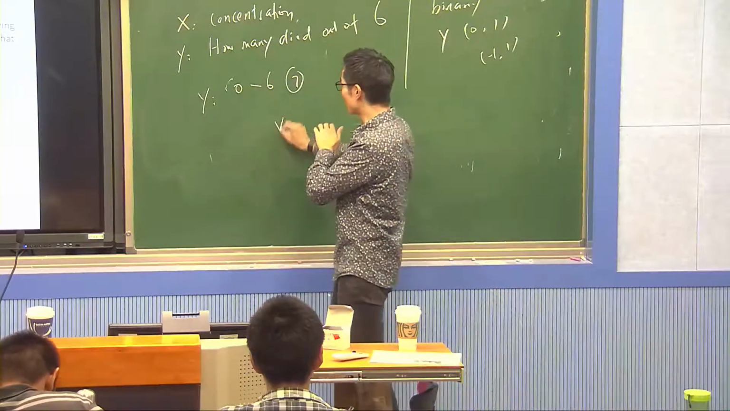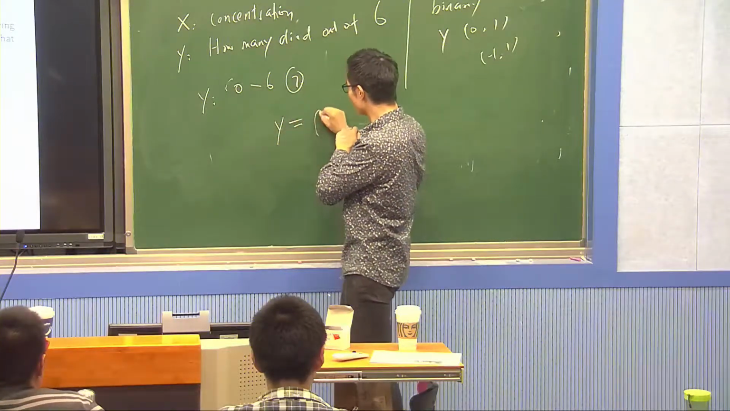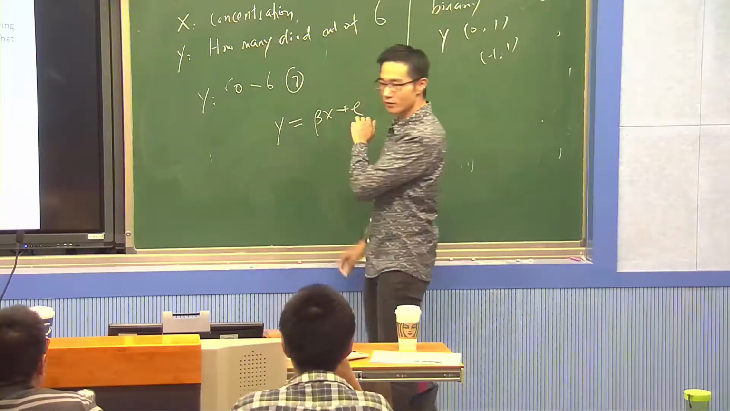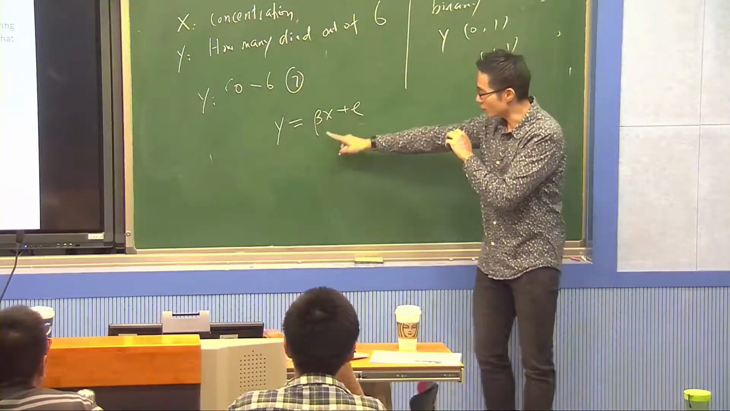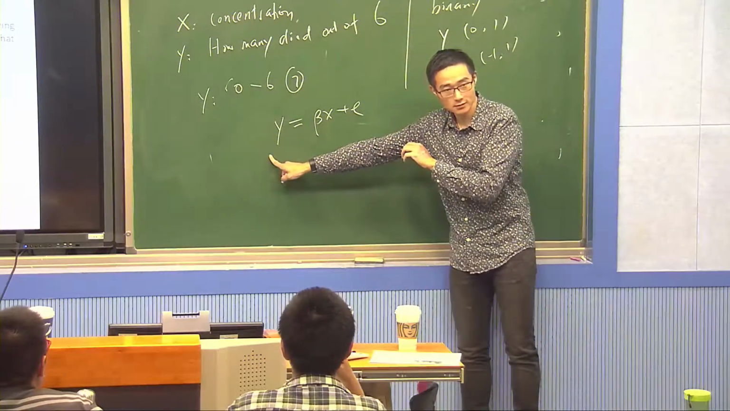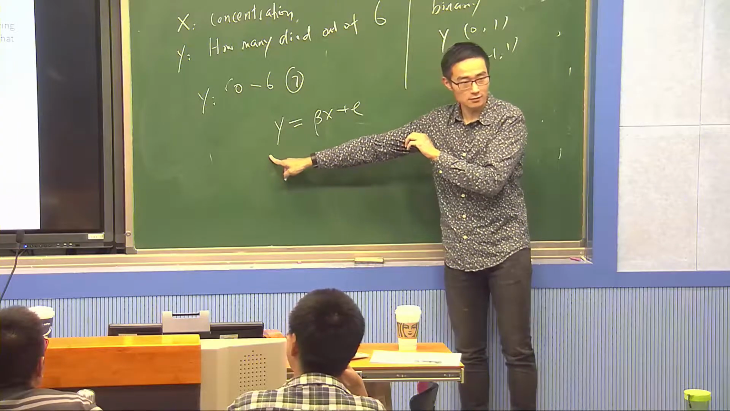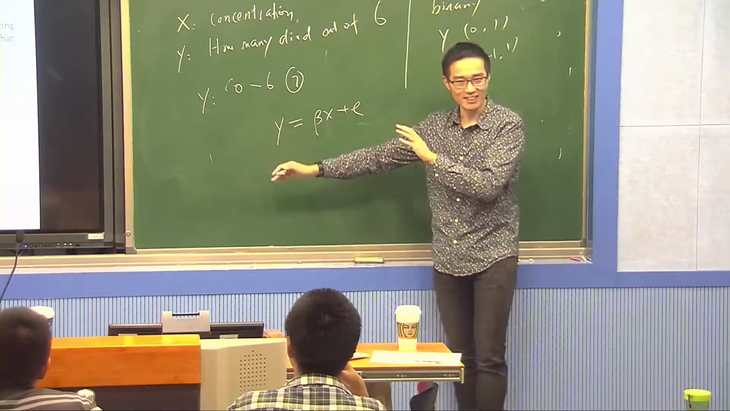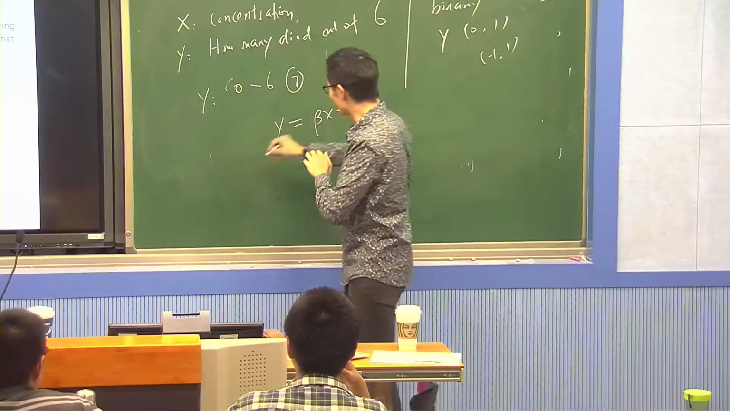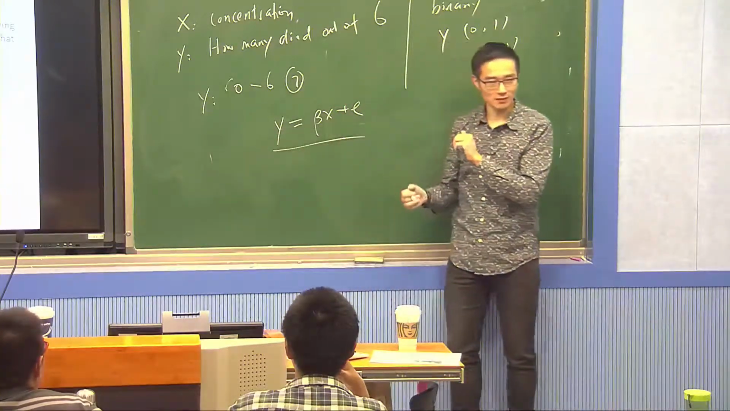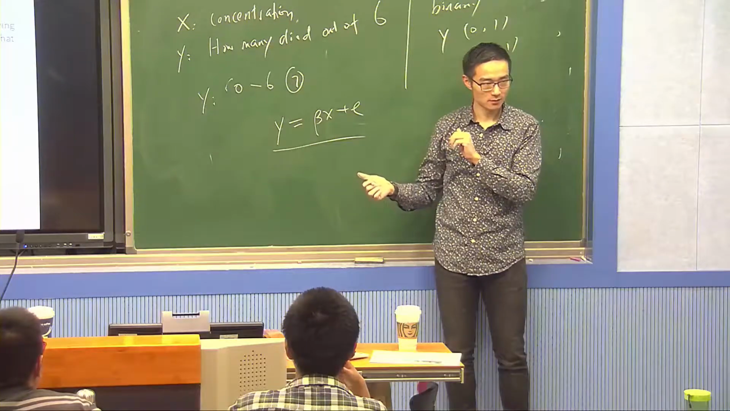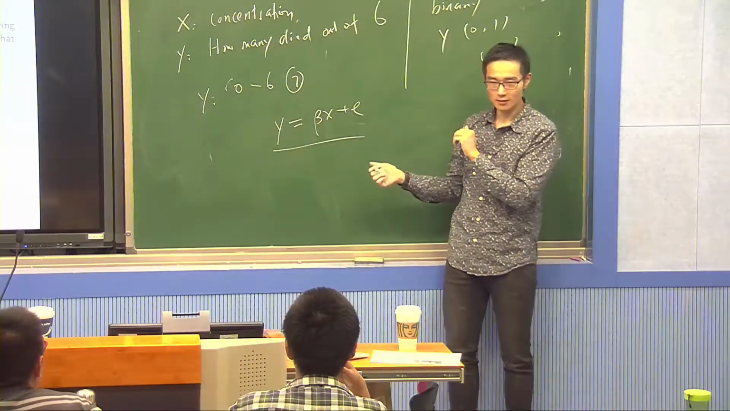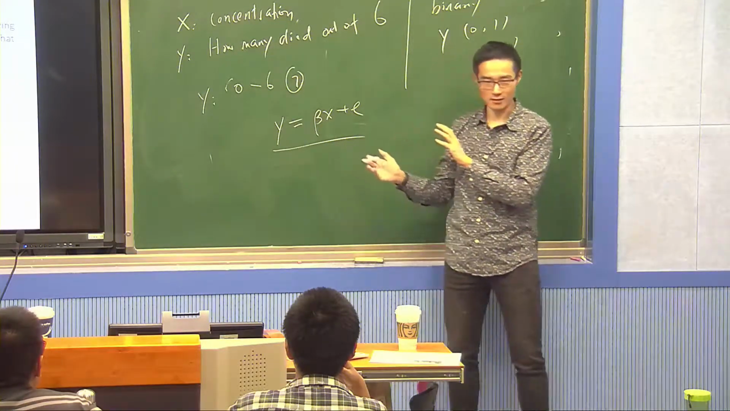Can I just say y equals beta x plus c? Can I do that? X is concentration, y is how many died. Of course you can, right? You can do anything, okay? So yes, of course you can, but it's not the best way to do it. Why? Why is linear regression not the best in this case?